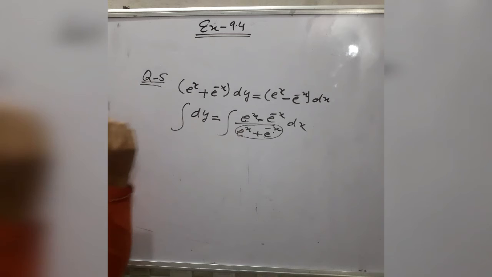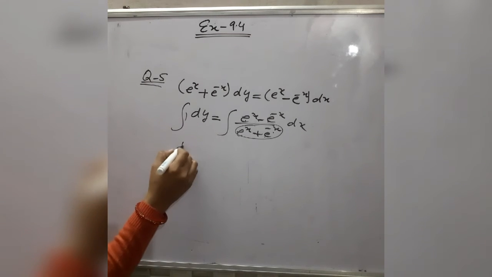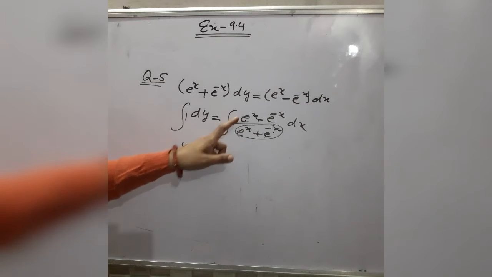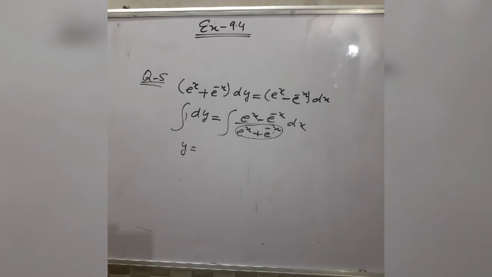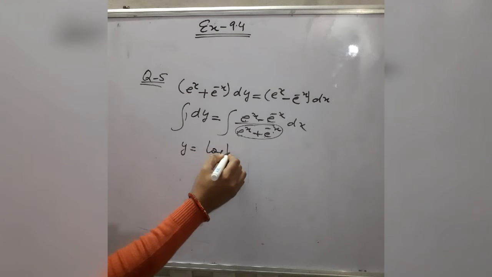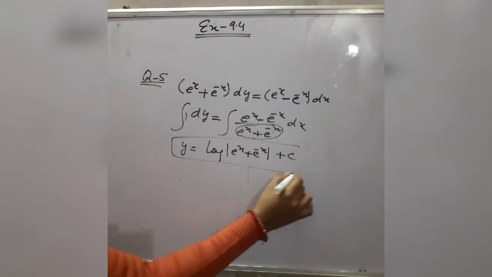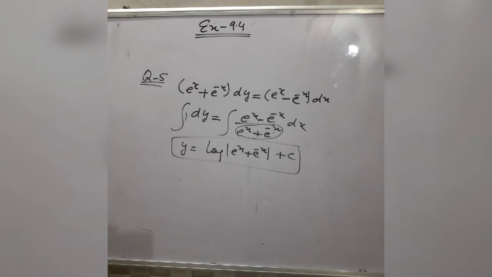So now taking integration on both sides, integration of 1 is y, and here this is f(x) and f'(x), so very easily you can find out the integration of this. Integration of this term is log(e^x plus e^(-x)) plus the integration constant c. So this is the solution of the given differential equation.